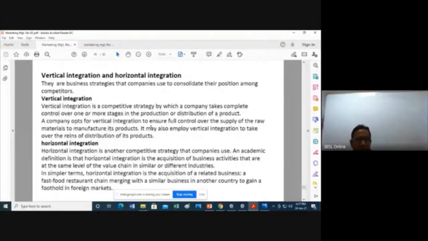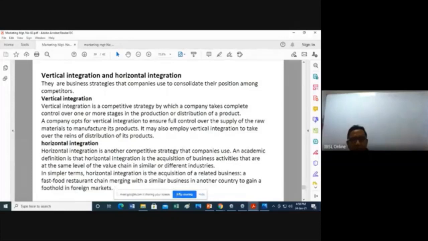Then the other integration method is called horizontal integration. It is another competitive strategy that companies use. The academic definition is that horizontal integration is the acquisition of business activities that are at the same level of the value chain in similar or different industries. In simpler terms, horizontal integration is the acquisition of a related business, such as a fast food restaurant chain merging with a similar business in another country to gain a foothold in a foreign market.